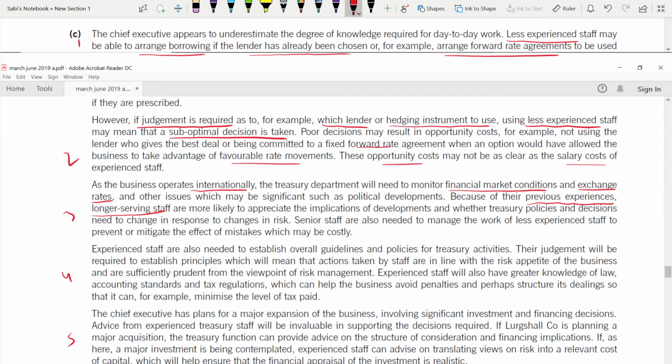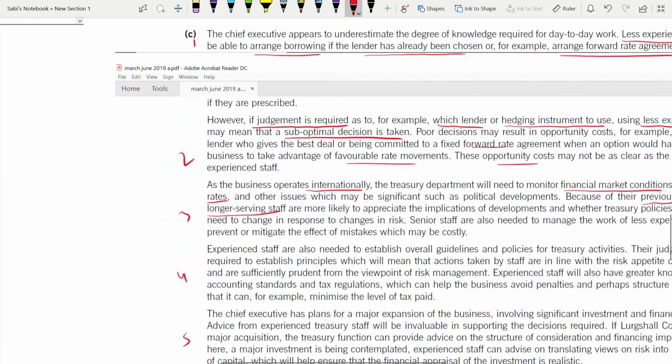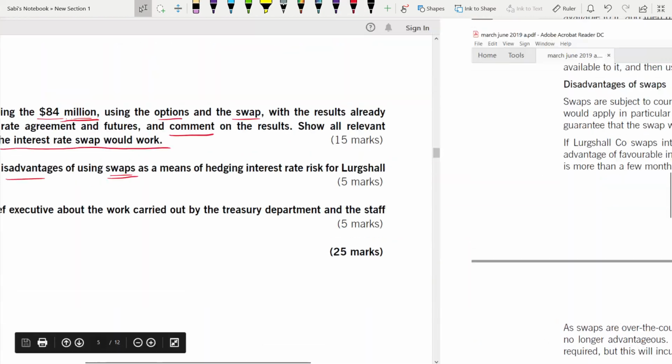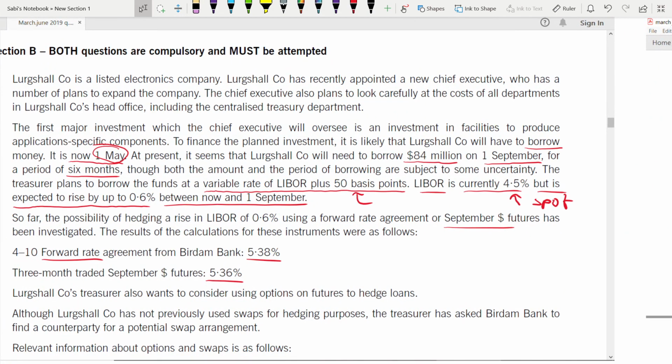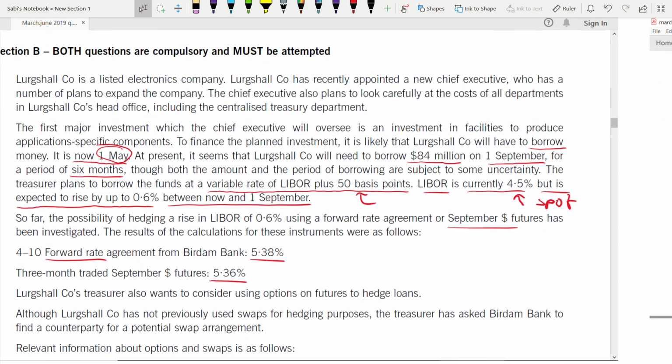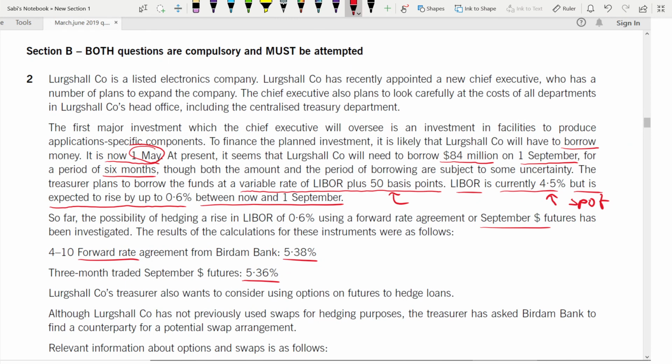And also the staff in the treasury department are not the kind of staff that usually hire and fire. It's not like that. They are long serving staff. Even in the case study they have told us like this. If you see, Lakshya has recently appointed a new chief executive who has a number of plans to expand the company. Okay.